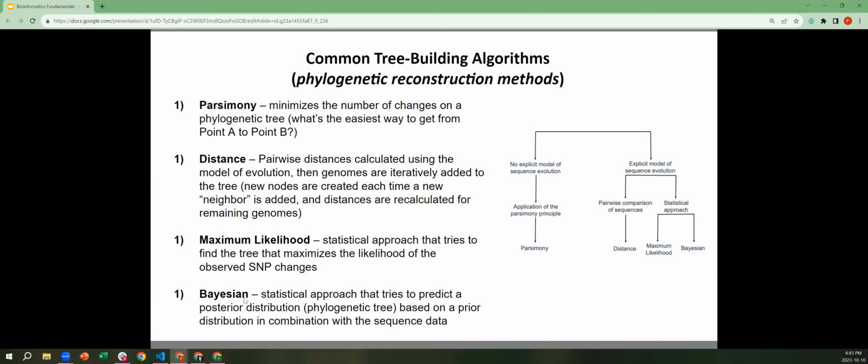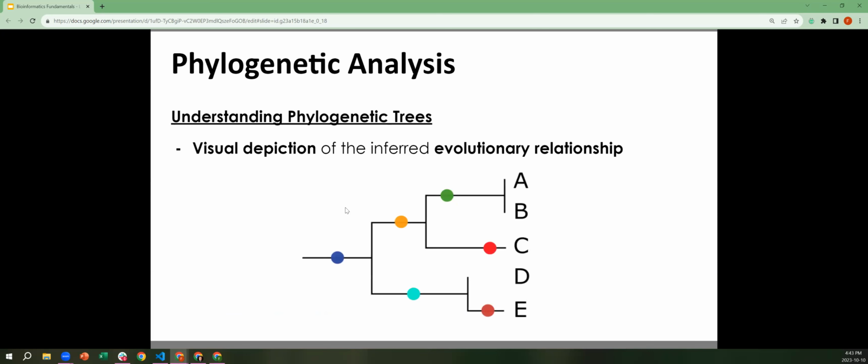And then, of course, we have Bayesian approaches. These are computationally intensive approaches that try to predict the posterior distribution based on a prior distribution. If you're interested in reading about any of these, there are infinite materials online. But I just want everyone to be aware that there are multiple different algorithms. They do different things under the hood. And now that we've been exposed to these algorithms, we can just be informed. Which algorithm was used to build this tree is a good question to ask.